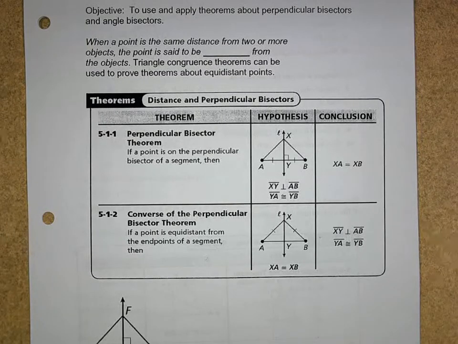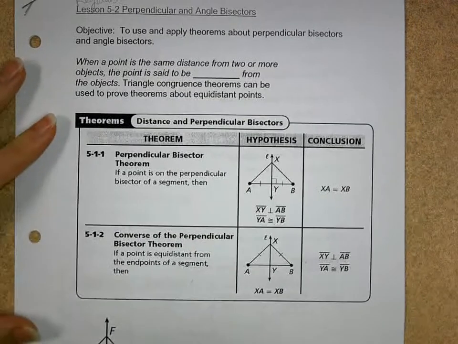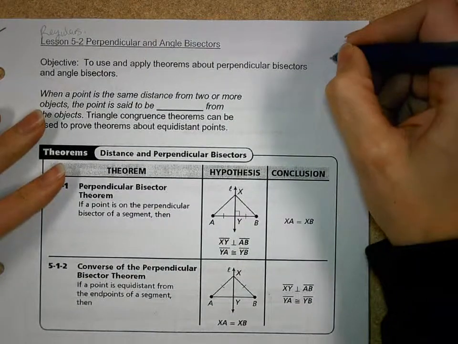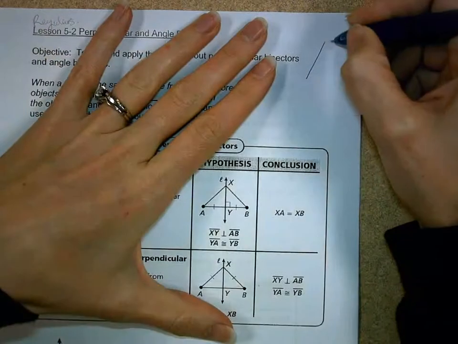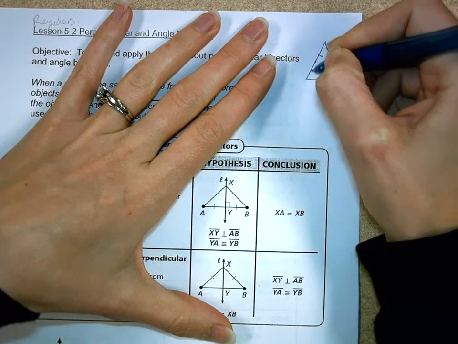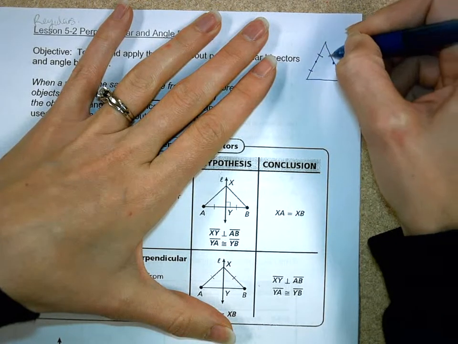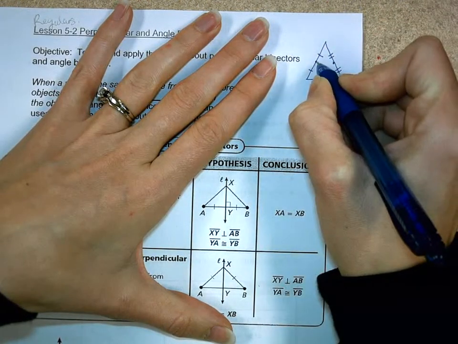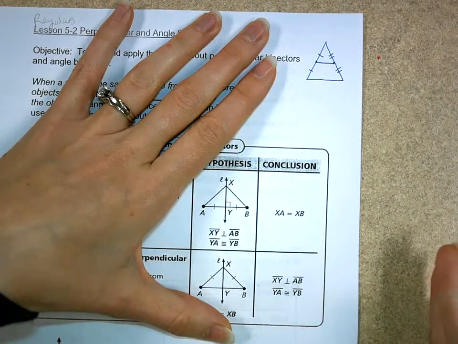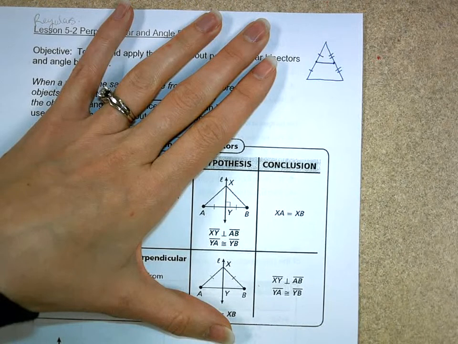Hey friends, it is time for us to continue in Chapter 5, and we are talking about perpendicular and angle bisectors today, but I want to do a quick review of what we learned on Lesson 5.1. Remember, on Lesson 5.1 we have our triangle, and if we find the midpoint of two sides of that triangle and connect those two midpoints, we call that the mid-segment. And then we discovered properties using our rulers and stuff the other day.